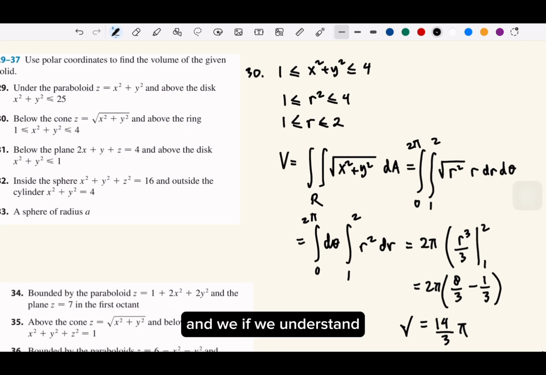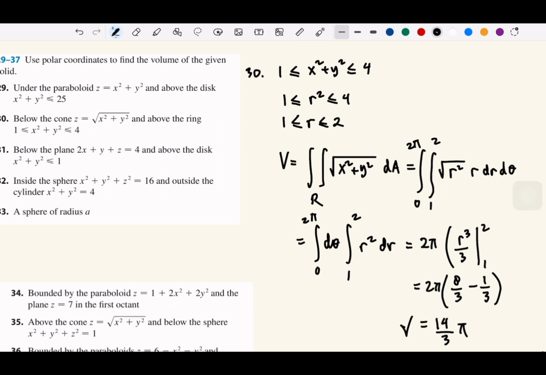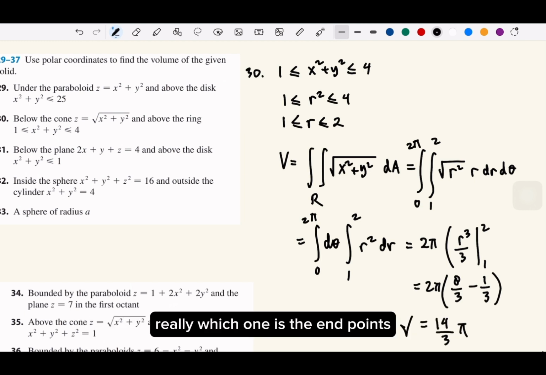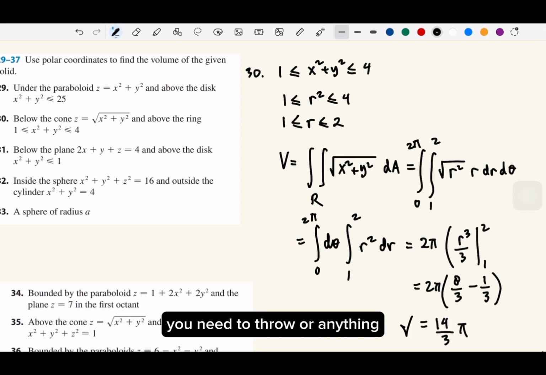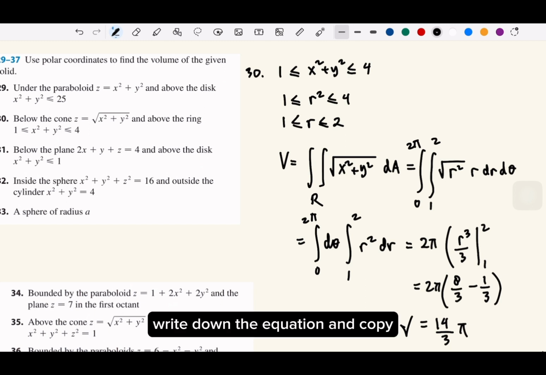And if we understand, we don't really need to draw, because we understand this is a full circle, this is the cone, so we can just directly write the equations. But if there is some complexity, like we need to find which ones are the endpoints, sometimes we need to draw. And it doesn't mention that we need to draw or anything, so you can directly write down the equation and compute.